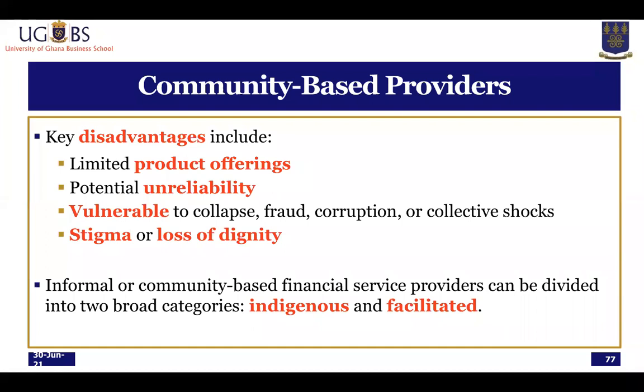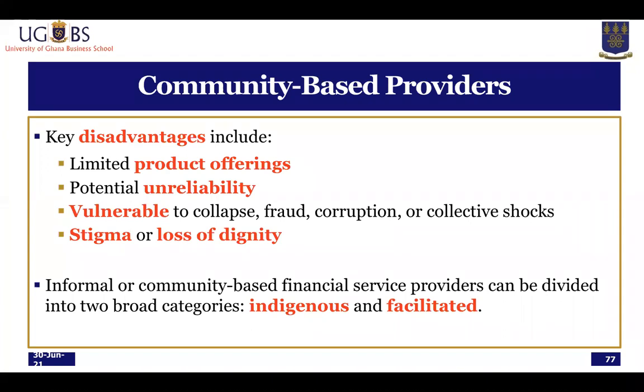Then there's also the issue of potential unreliability. It's not always reliable, partly because it flows from vulnerability to collapse, fraud, corruption, and then collective shocks. Collective shocks can happen in the sense that something happens in the community, and then it affects about five of the contributing members of a ROSCA.